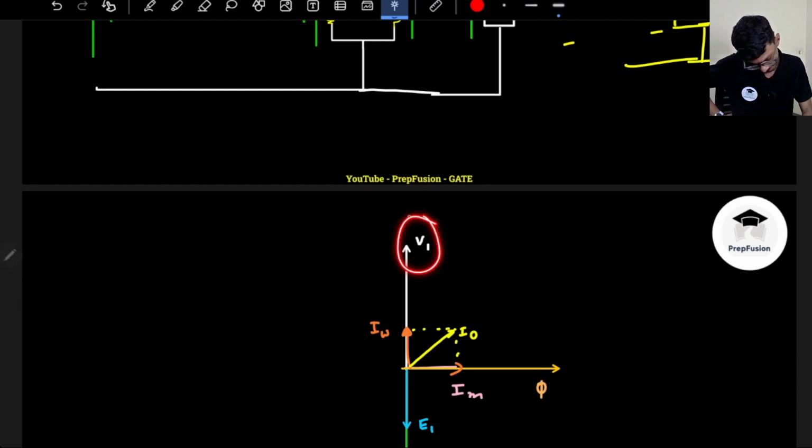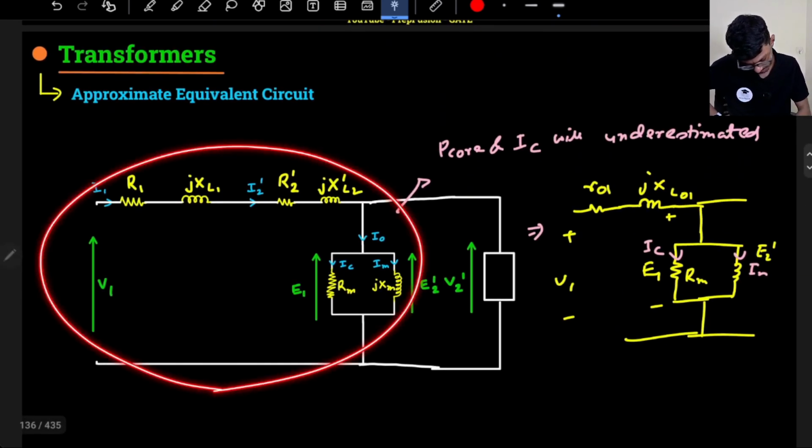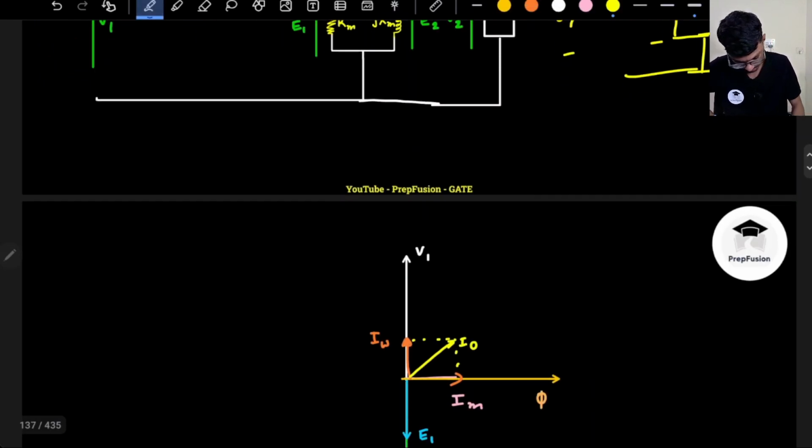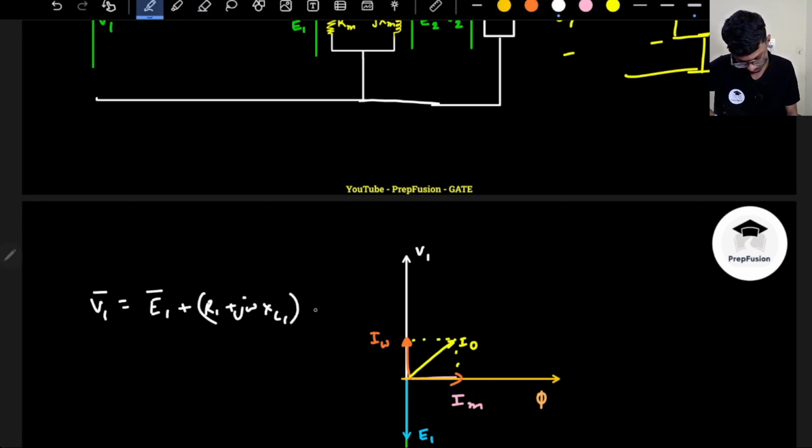So my V1 is here, and my E1 will be here only, because there will always be a 90-degree phase shift between E1 and phi. So there will be a bit of drop with I1. I'm solving this circuit. Basically, my phasor V1 is equal to phasor E1 plus (R1 plus j omega L1, or XL1) into phasor I1. That is the value.